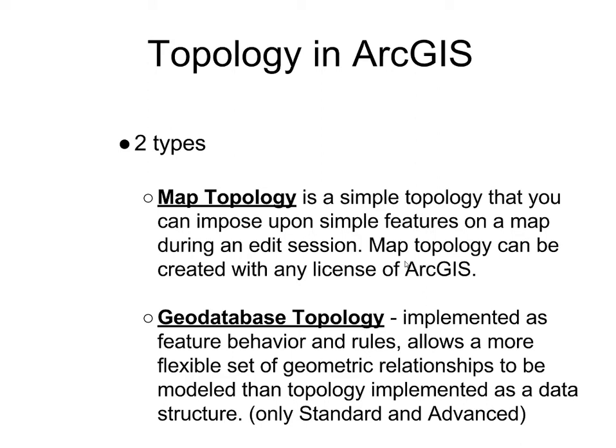Geodatabase topology is only available at one of the two higher license levels. The standard and advanced license levels of ArcGIS allow you to work with geodatabase topology. Geodatabase topology is implemented as feature behavior and rules. They allow a more flexible set of geometric relationships to be modeled than when topology was modeled in the old ArcInfo coverage as a data structure.